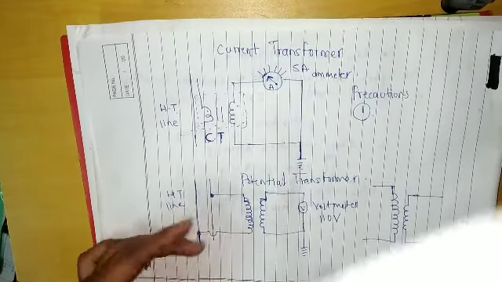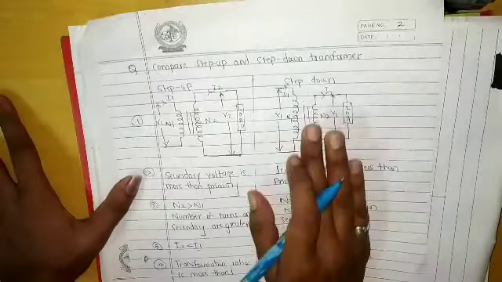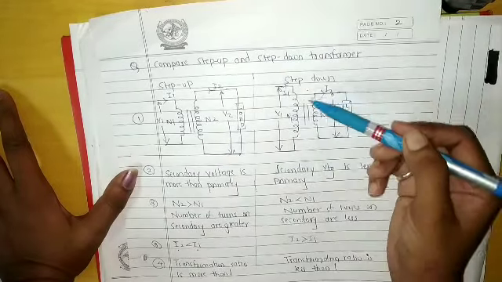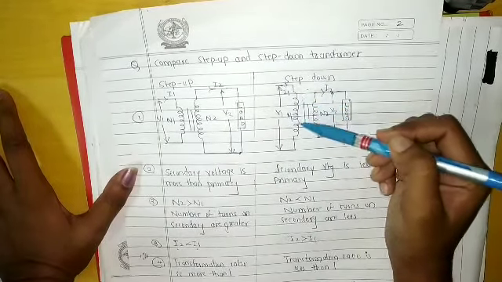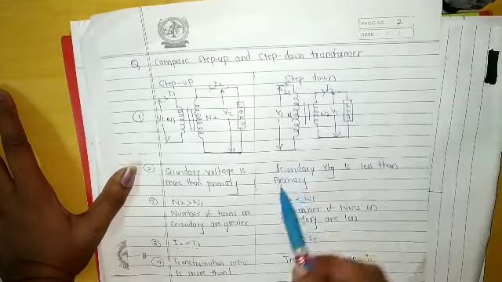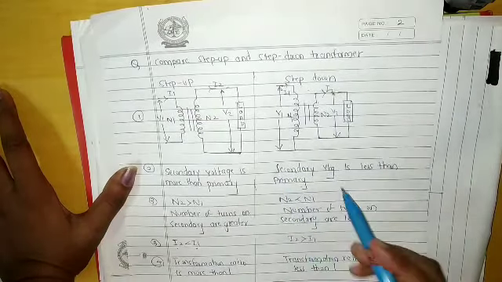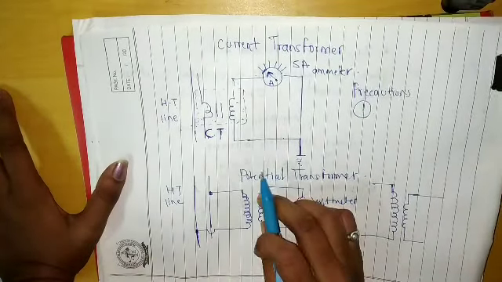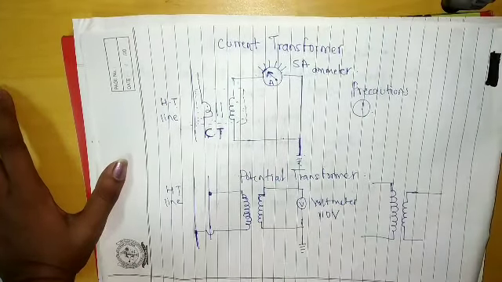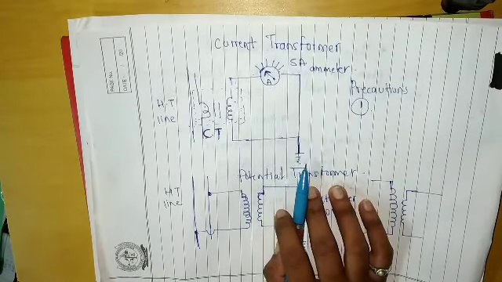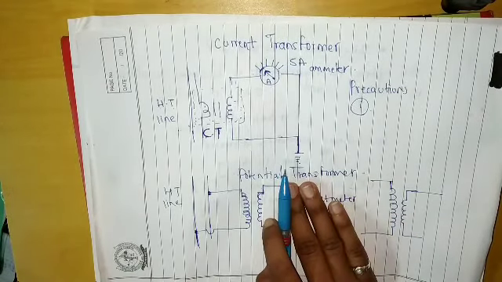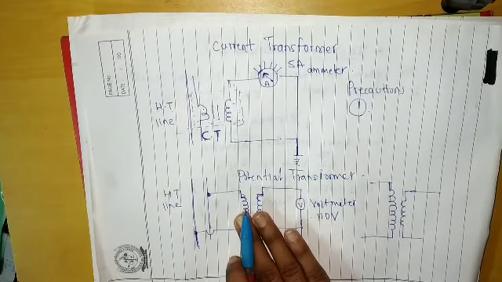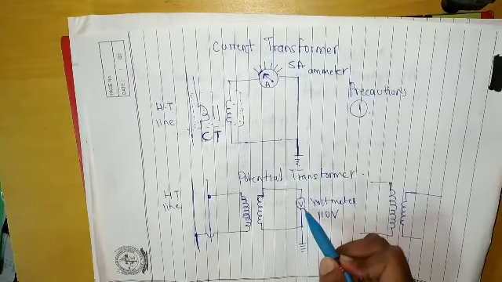So we have seen the difference between step up and step down. Now this is a step down transformer. So what happens in step down? The primary number of turns is more as compared to the secondary, so the secondary voltage is less than the primary. So on the secondary side we will get low voltage, right? This step down transformer is used to measure high voltage with a low range voltmeter.